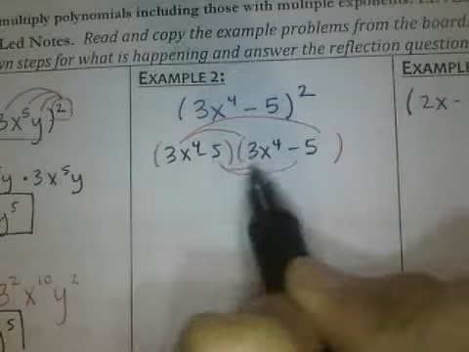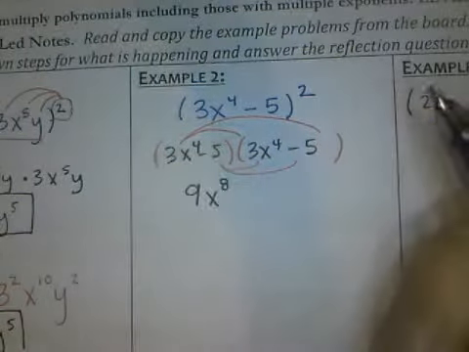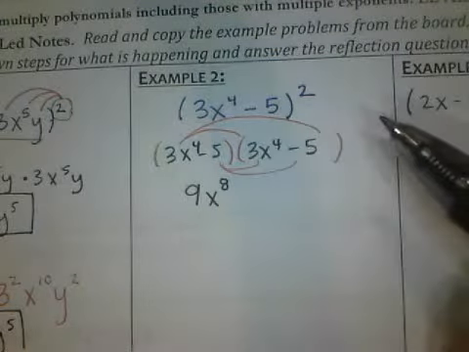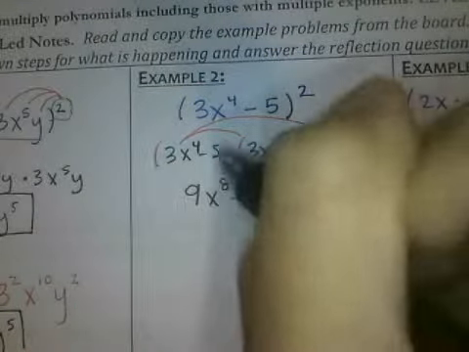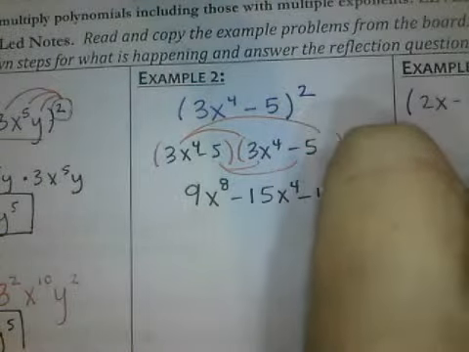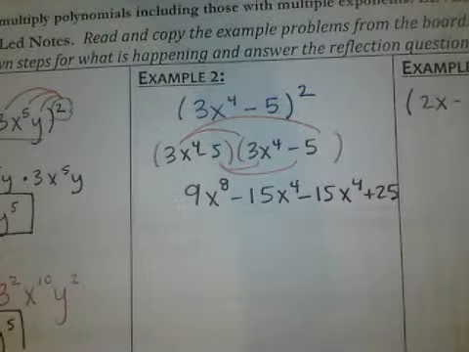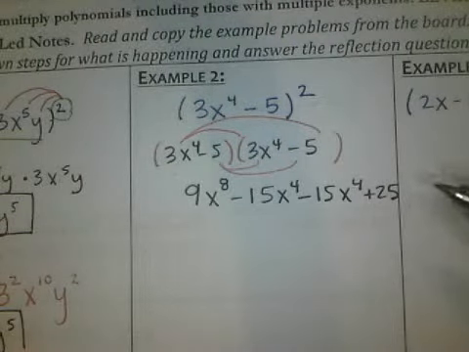3x to the fourth times 3x to the fourth is 9x to the eighth. I'm adding exponents because I'm multiplying the whole terms. 3x to the fourth times negative 5 is negative 15x to the fourth. Negative 5 times 3x to the fourth is again negative 15x to the fourth. And negative 5 times negative 5 is positive 25. For some reason, a lot of people will get this last sign wrong. I'm not sure why, but just watch out for that.